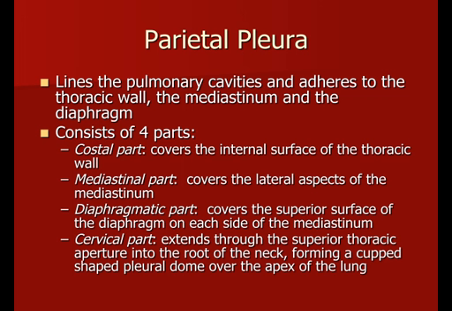So the parietal pleura lines the pulmonary cavity and adheres to the thoracic wall, the mediastinum, and the diaphragm. So this is the big outer envelope. There are 4 parts of it, and again, they're named by where they are. So the costal part covers the internal surface of the thoracic wall. The mediastinal part covers the lateral aspects of the mediastinum. The diaphragmatic part covers the superior surface of the diaphragm. And the cervical part extends through the superior thoracic aperture into the root of the neck, forming a cup-shaped pleural dome over the apex of the lung.